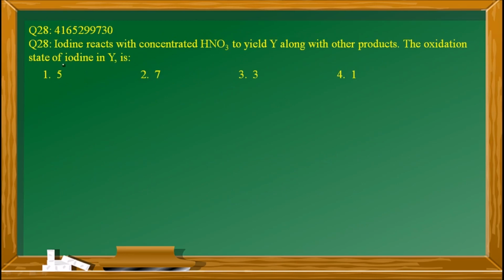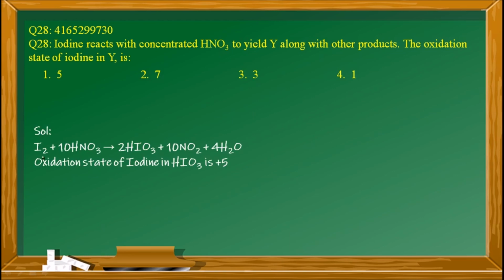Next, question number 28. Iodine reacts with concentrated HNO3, that is nitric acid, to yield Y along with other products. The oxidation state of iodine in Y is what? What is the reaction? Yes, iodine plus nitric acid gives rise to HIO3 plus NO2 plus water. What is the oxidation state of iodine in this HIO3?